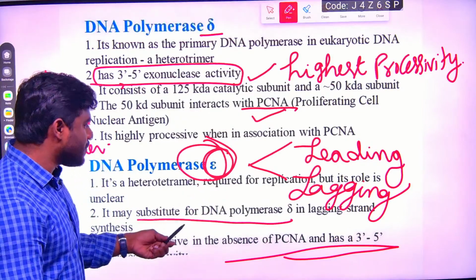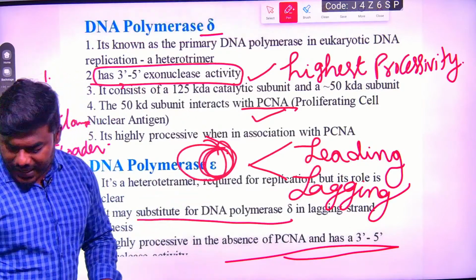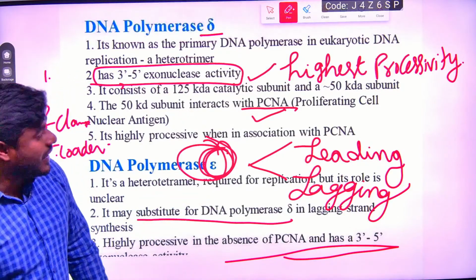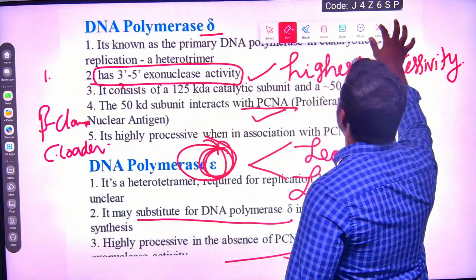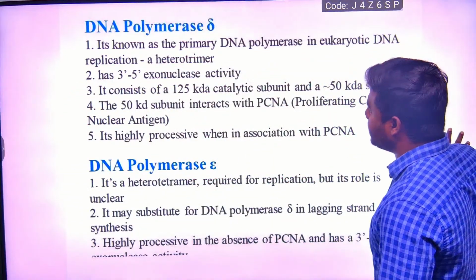To show the highest processivity, which is the polymerase epsilon. No point of getting confused over there. Everyone please continue, whomever joined right now.